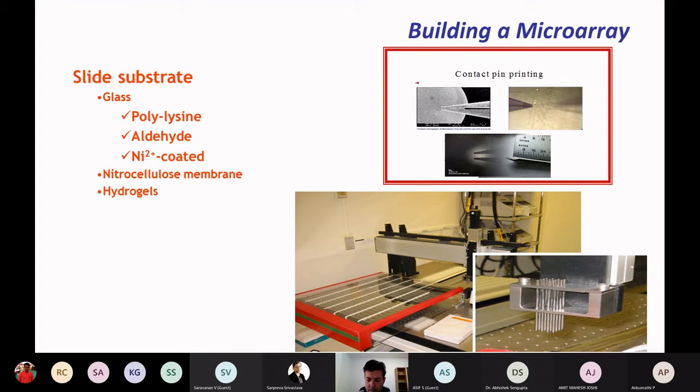But usually, if you use solid pins or reservoir pins, it's recommendable to use reservoir pins because they produce a more homogeneous protein microarray. Regarding the substrate for producing protein microarrays, there are multiple surfaces recommended for different applications: poly-L-lysine, aldehyde, nickel-coated surfaces. But for protein microarrays, the nitrocellulose membrane is the most recommended because usually the three-dimensional structure of the protein remains on the surface of the protein microarray, as well as with hydrogels.